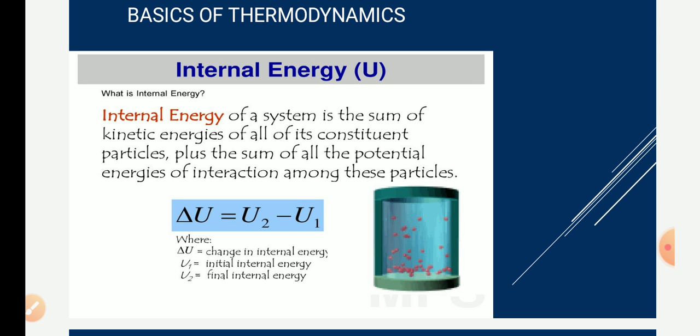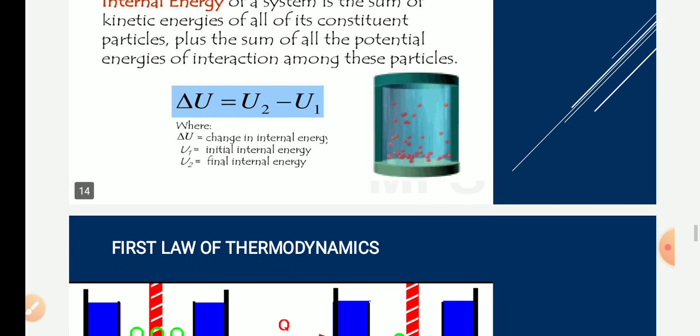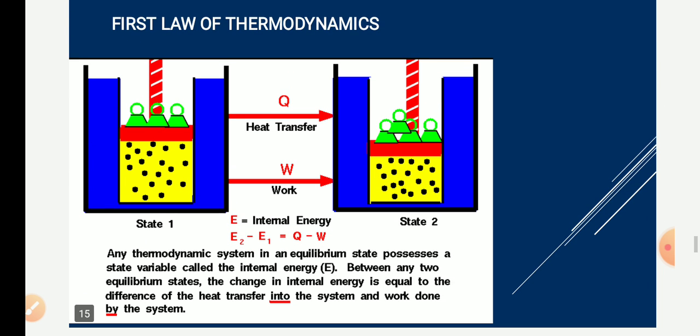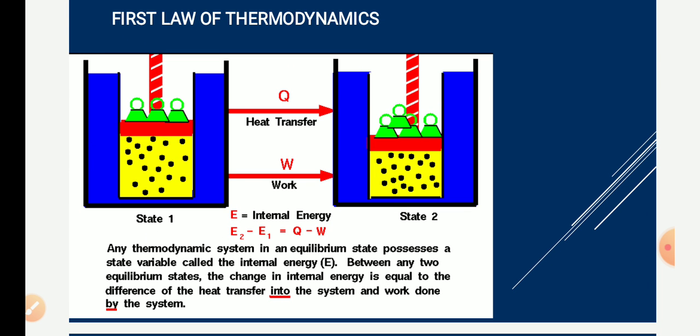Internal energy is, for example, if we take one gaseous substance, the molecules are always randomly movable. The kinetic energy of those molecules and the potential energy of those particles, we can sum them up, and then we get the internal energy of the system. By using the internal energy of the system, we can explain the first law of thermodynamics. What is the first law of thermodynamics?